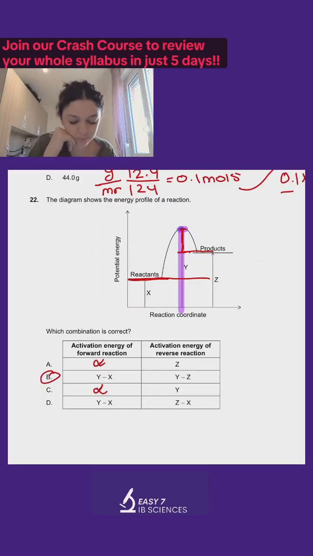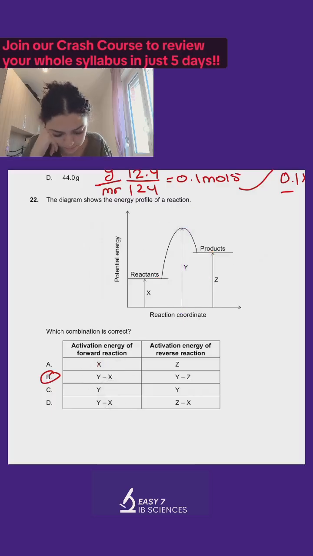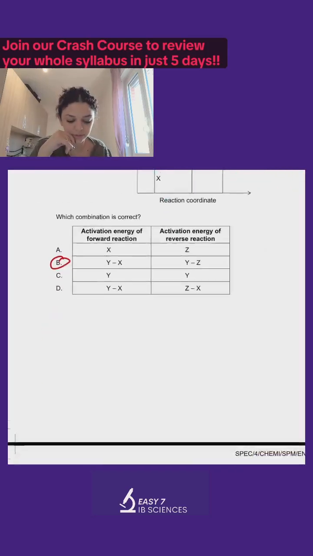Did that make sense, everyone? Sorry, I got a bit confused in the beginning, but let me show you the point. The reverse reaction, this is the little bump. This is the activation energy. And this little bump is of the forward. Yes, makes sense. Okay, good.